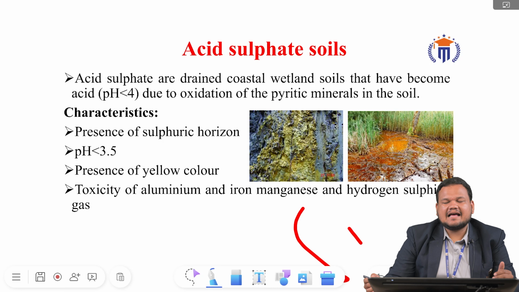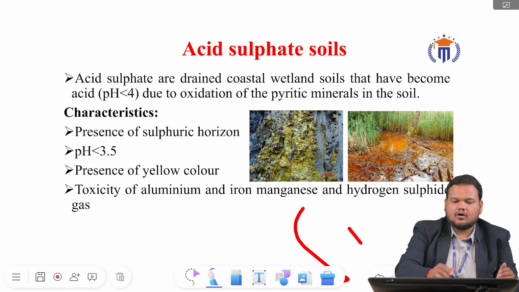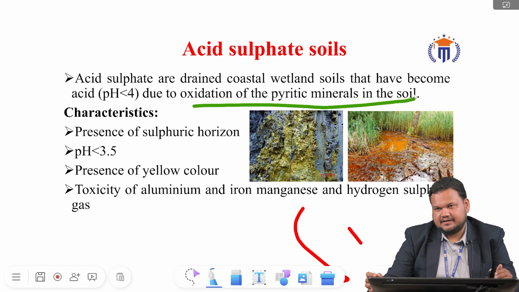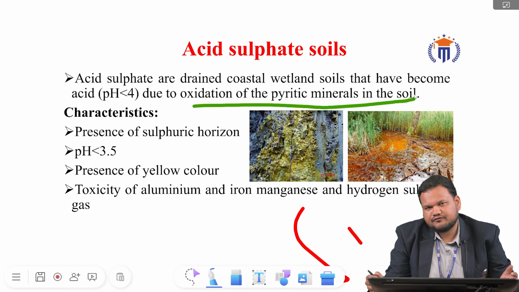Next, coming to your acid sulfate soils. These soils are specially formed in drained coastal wetlands, and the characteristic of this is a pH of less than 4. It varies from 2.5 to 4.5 or around 4. The main cause is the oxidation of pyritic materials. It may be your iron pyrite, FeS2.